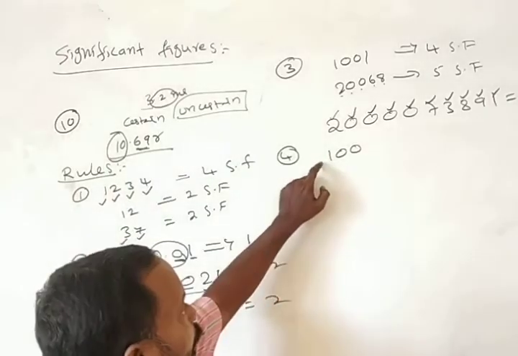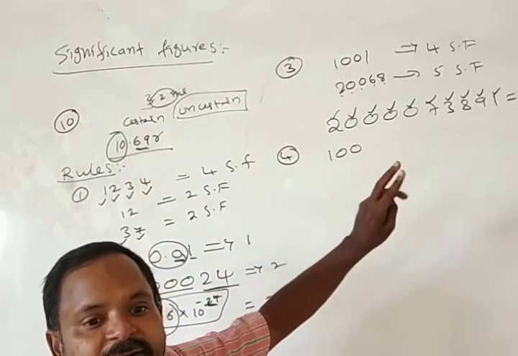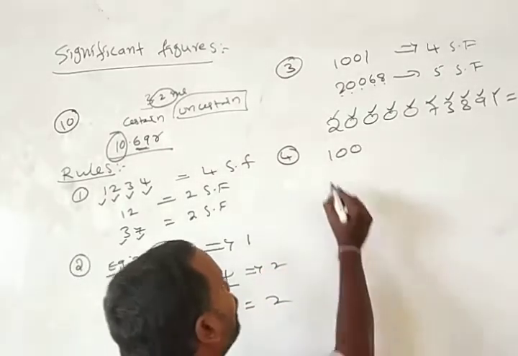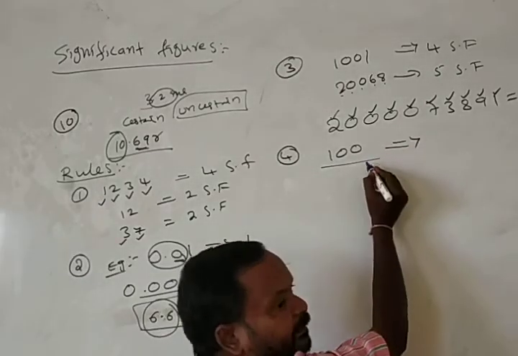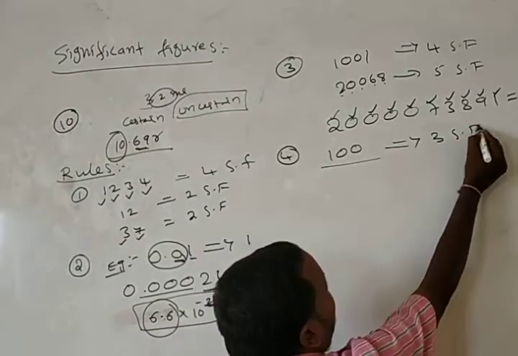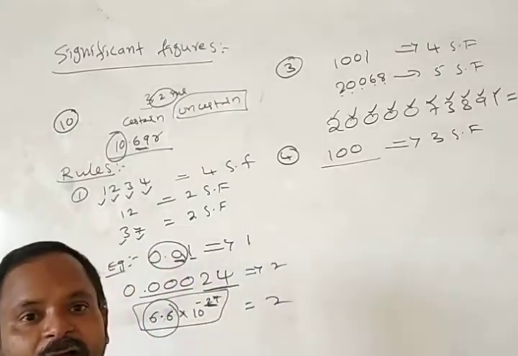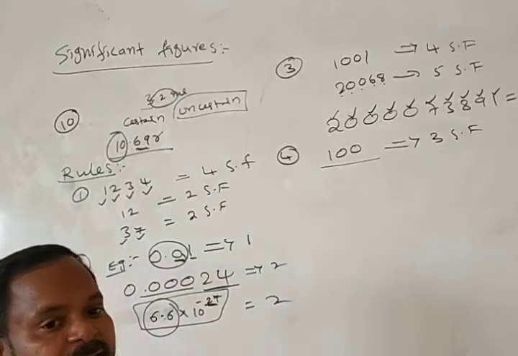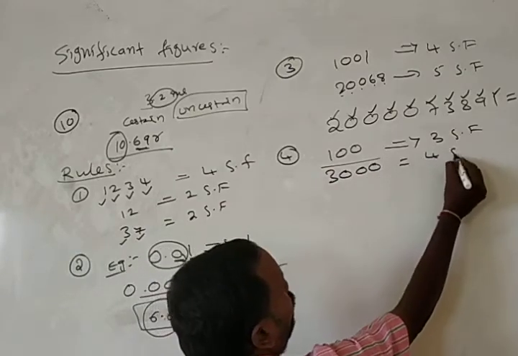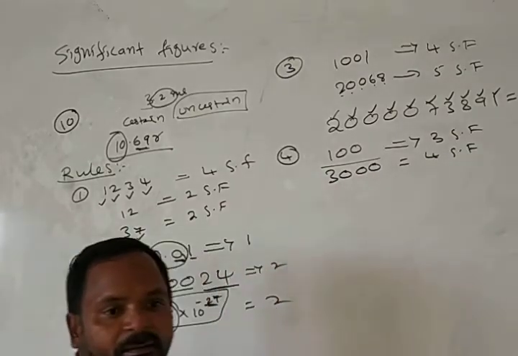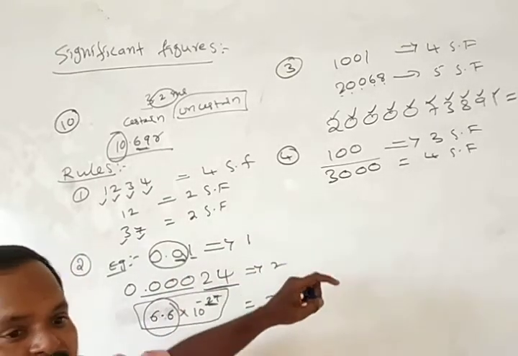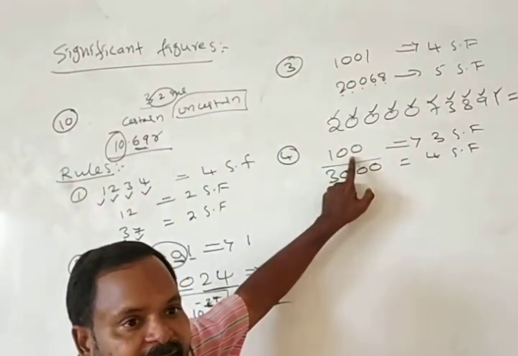How many significant figures here? 3 significant figures. Here we have three significant figures. All these are simply considered as significant. 3000 here also has four significant figures.